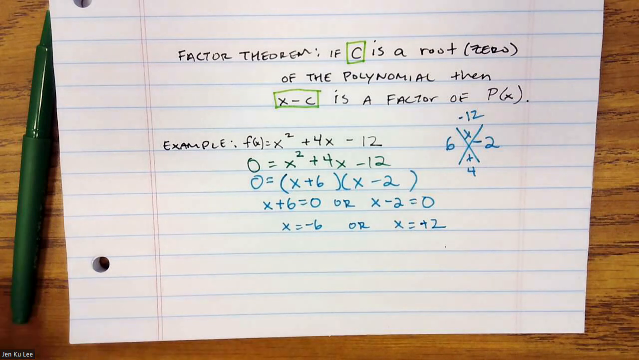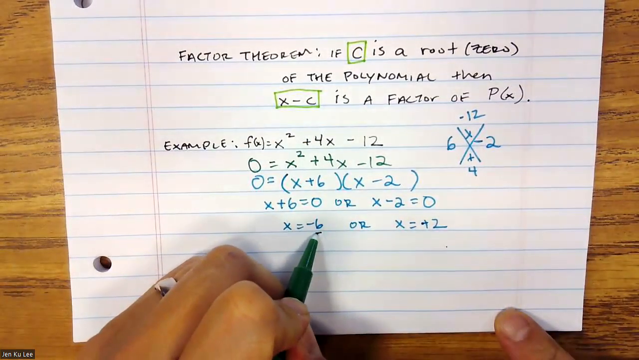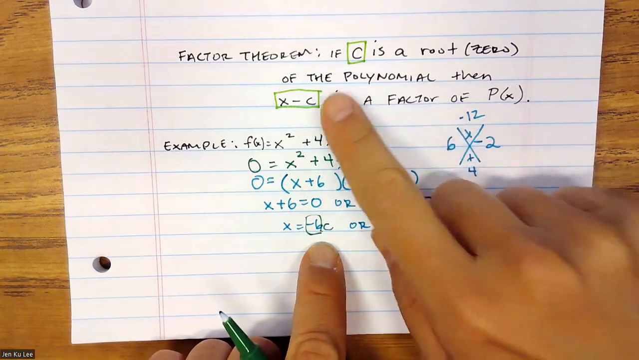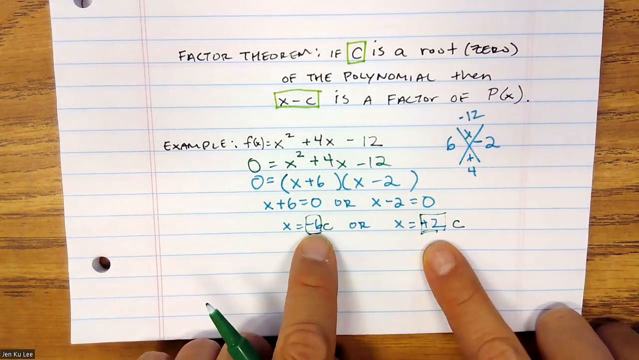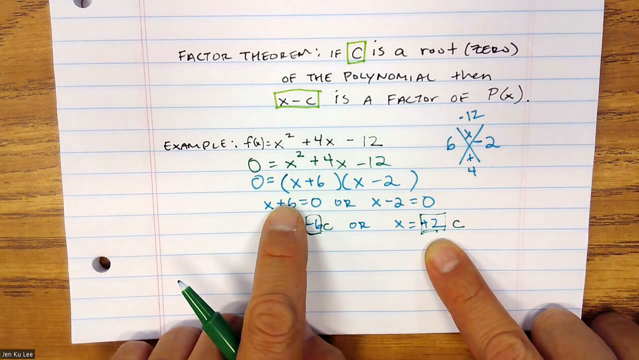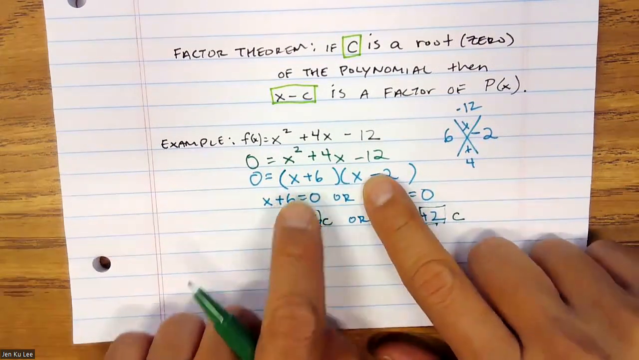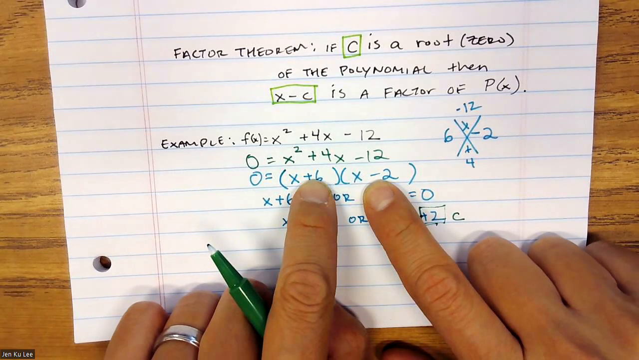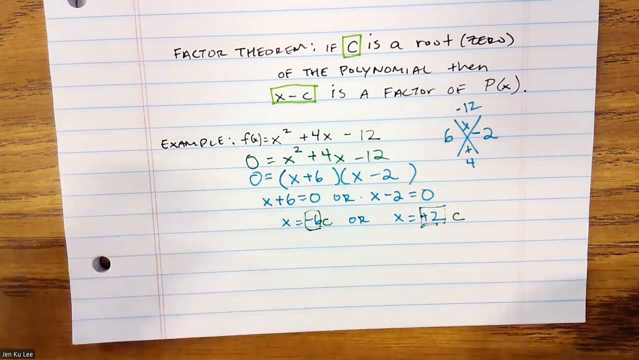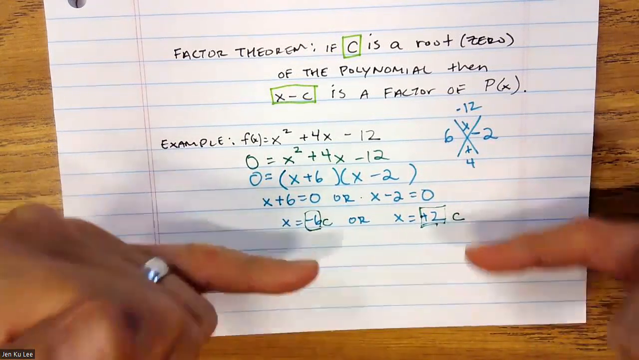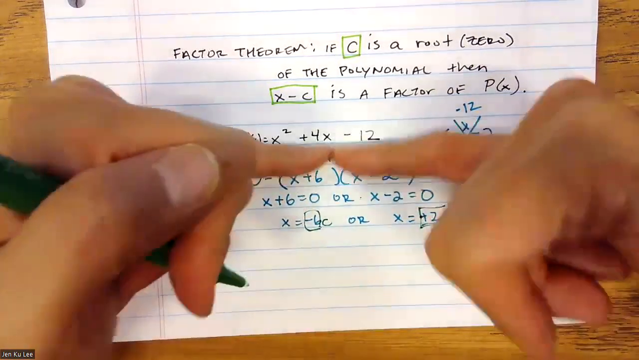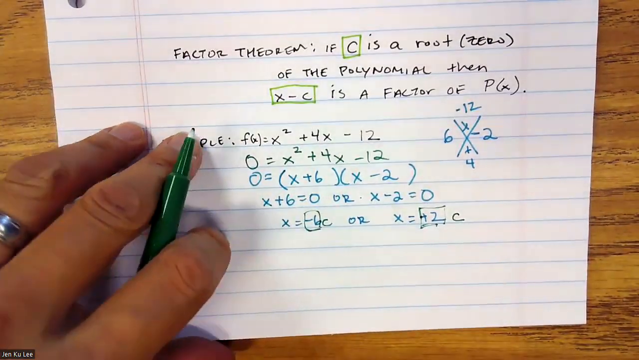Now look, the factor theorem says these numbers here are like your c's. If c is a root, because these are your roots, then the opposite, x minus negative 6, or x plus 6, and x minus 2, is a factor. And how do we get this? Well, we just multiply this out to get this. So we can work backwards. If I give you the roots, here are all the zeros of the function, we can work backwards to find the equation. That's what we're doing.